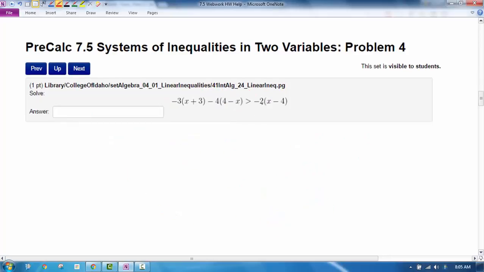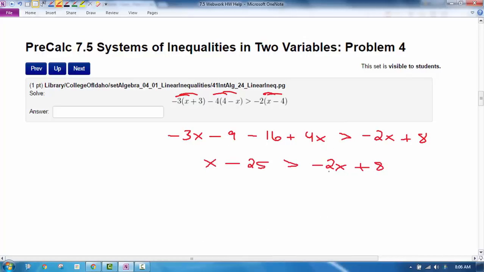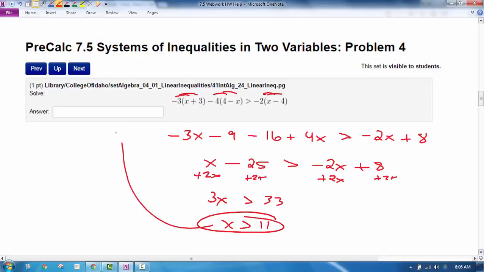All right, here's another pretty easy one right from Algebra 2. Just distribute and solve, so I'll just show you each step. Here's the first step after you distribute these to both terms. Now add like terms, and you get this right here. Now add 2x to both sides, and you get 3x. Add 25 to both sides, and you get 33. Divide both sides by 3. X is greater than 11 for me.